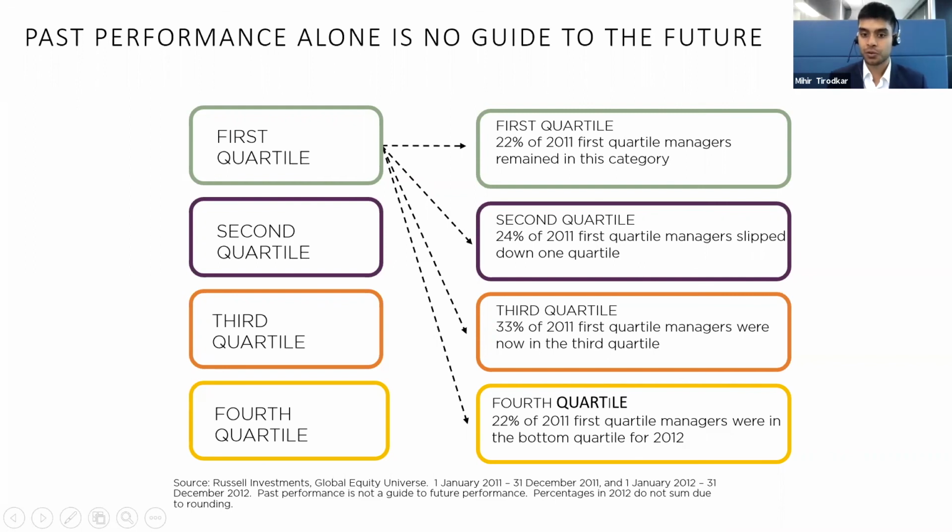24% moved to the second quartile, 33% moved to the third quartile, and 22% were in the bottom quartile. That bottom quartile would mean that managers that earned the top 25% returns within their universes then became the worst 25% of managers in the following period. If you had invested in that top 25% just believing that past performance would generate returns into the future, you would be very unhappy in the following year.